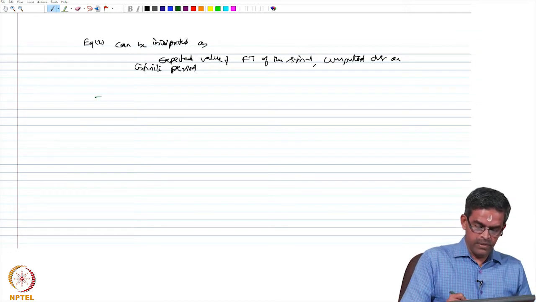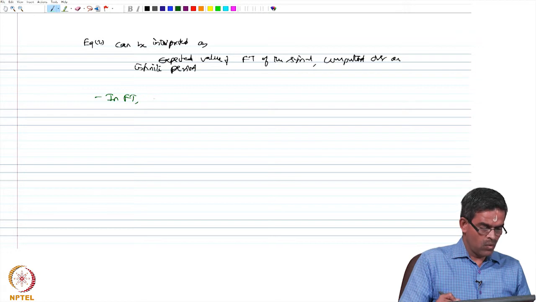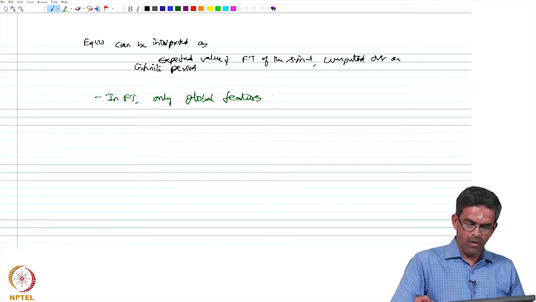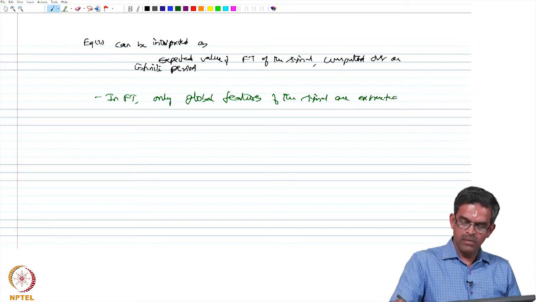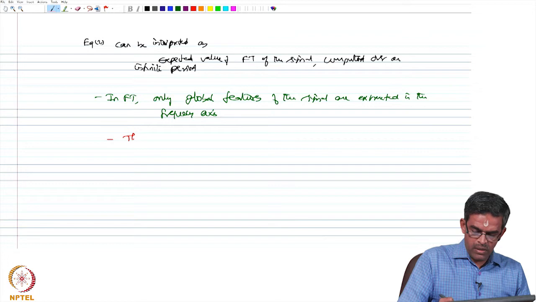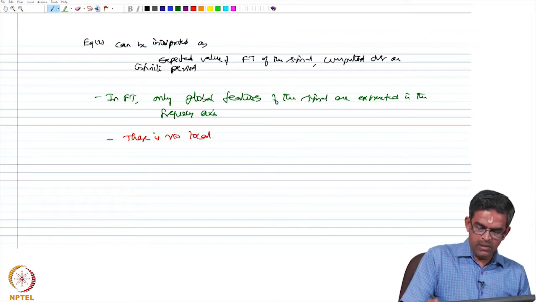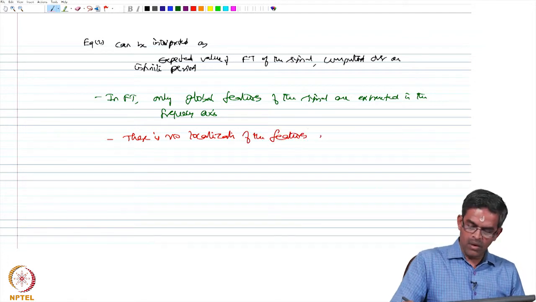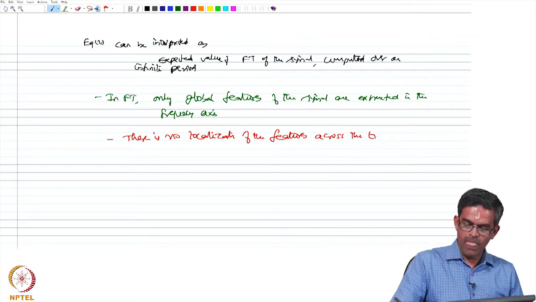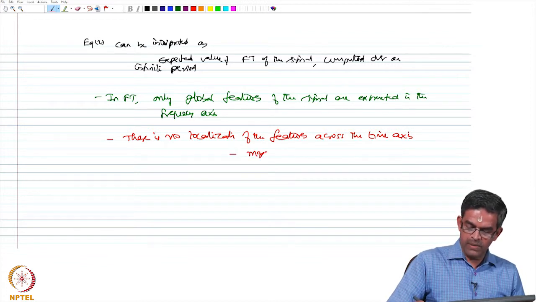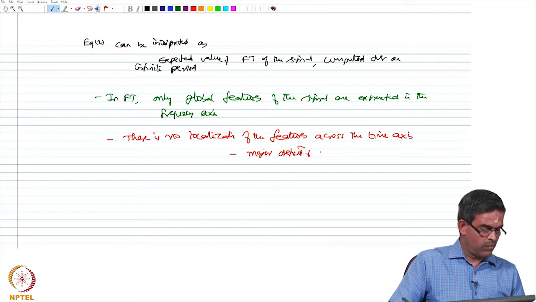There is an issue here. In Fourier transforms, only global features of the signal are extracted in the frequency axis. Importantly, there is no localization of the features across the time axis. Okay. This is seen as one of the major deficit of FFT.